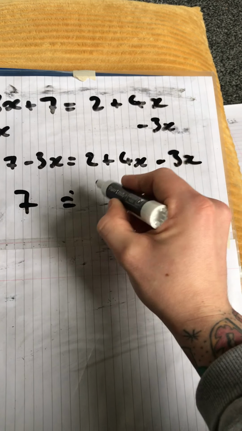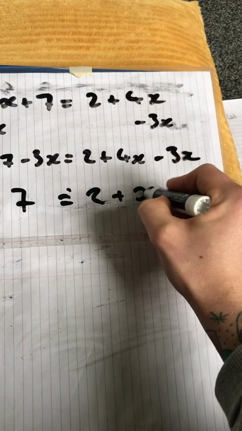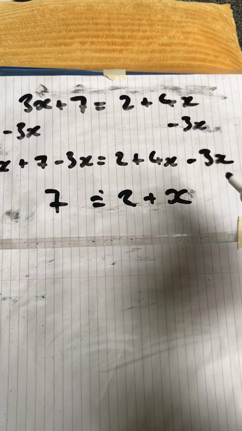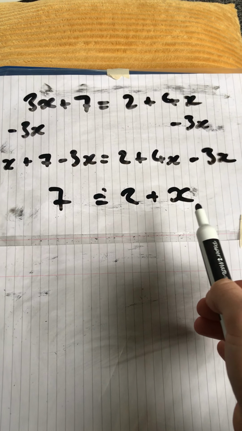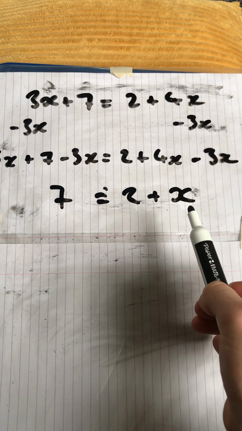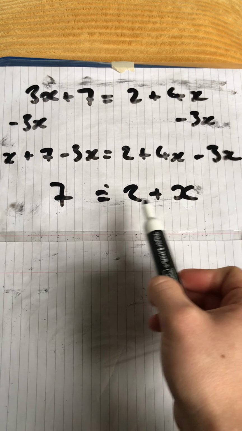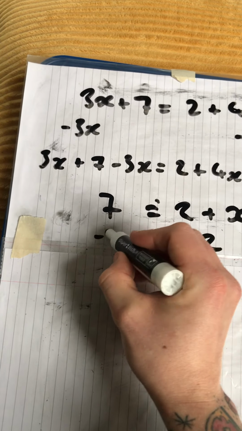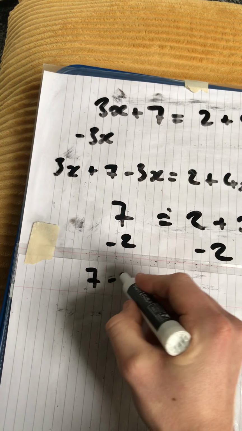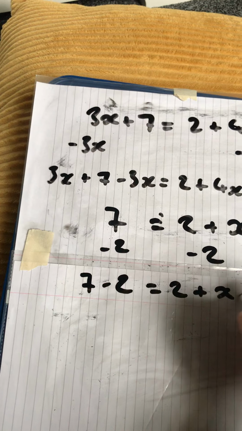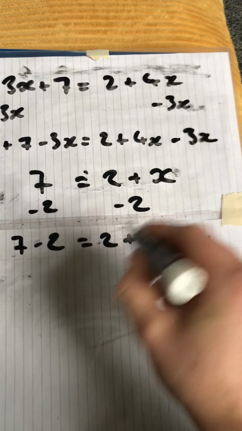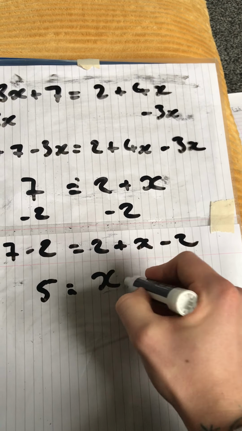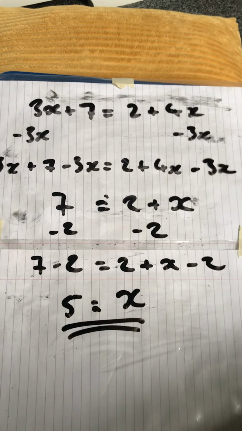2 plus 4x take 3x leaves us with 2 plus 1x. So we've got unknowns on just one side of the equation now, or an unknown on one side of the equation, which is going to make this a nice one to answer. But it's not isolated. We need to deal with this. It's a positive 2, so to get rid of a positive 2, you subtract 2. 7 take 2 is equal to 2 plus x take 2. 5 is equal to 2 plus x take 2. They cancel, so our answer is 5 is equal to x.